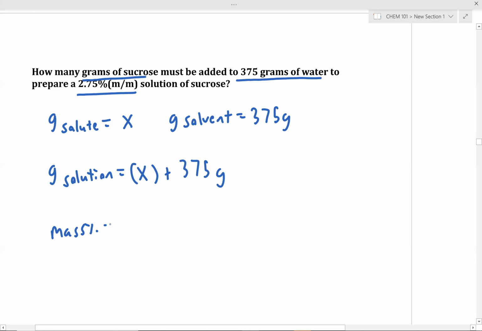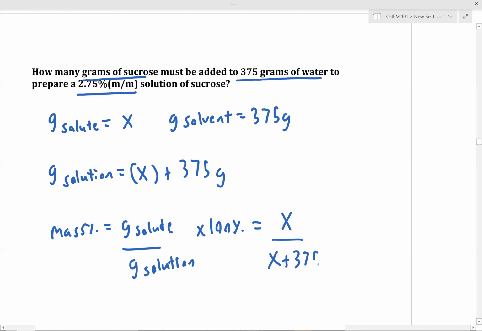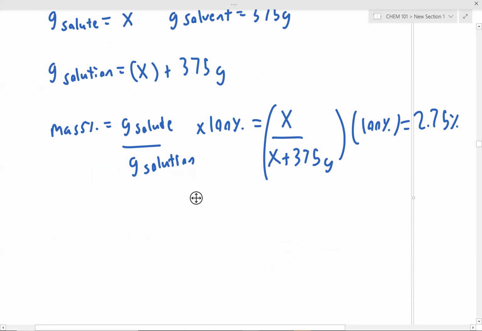So mass percent is equal to grams of solute over grams of solution times 100%. Plugging that in, our grams of solute is X, our grams of solution is X plus 375 grams, times 100%. And are we given the mass percentage? Yes, it's 2.75%. Okay, we're now ready to solve this expression.